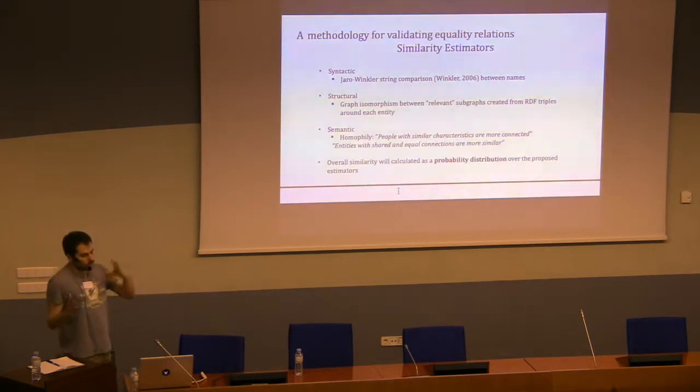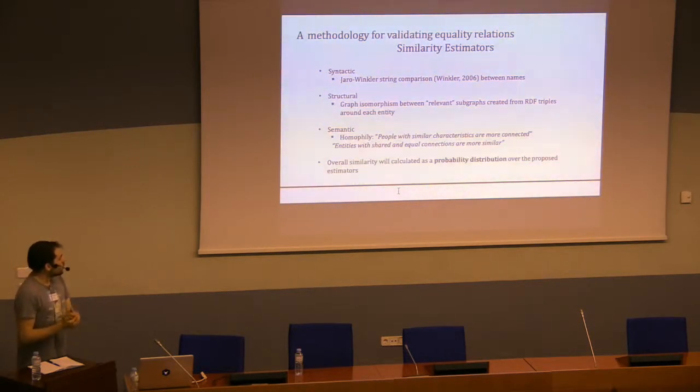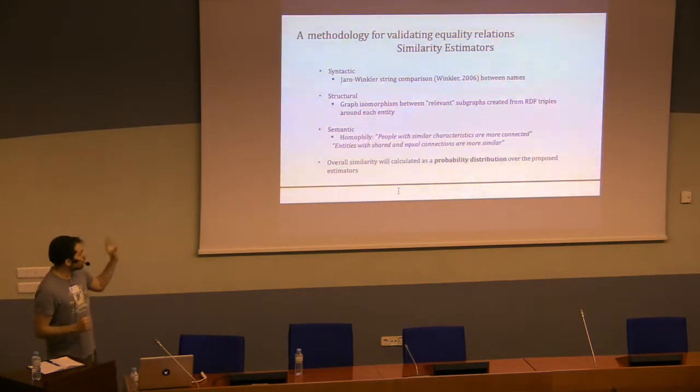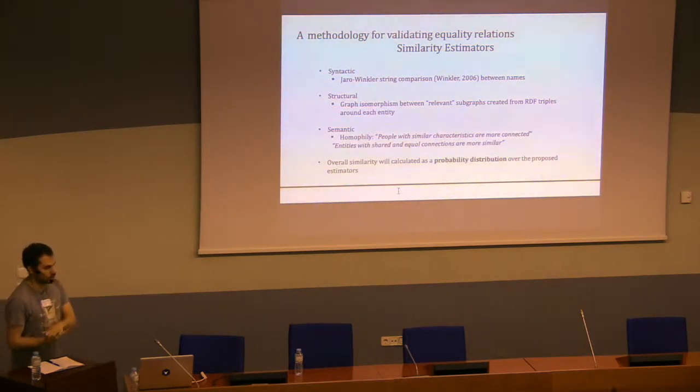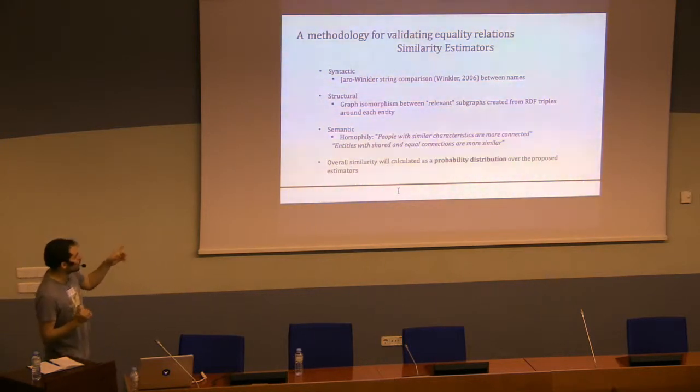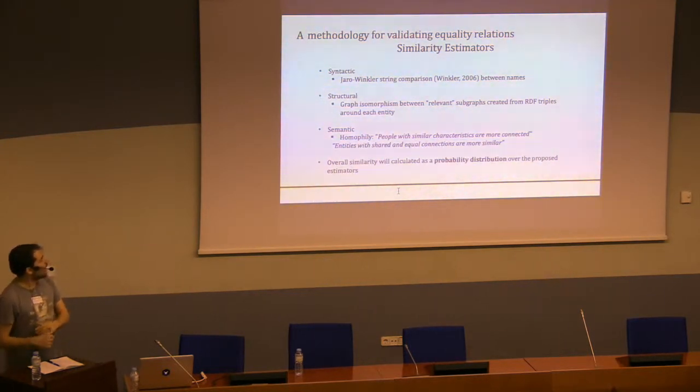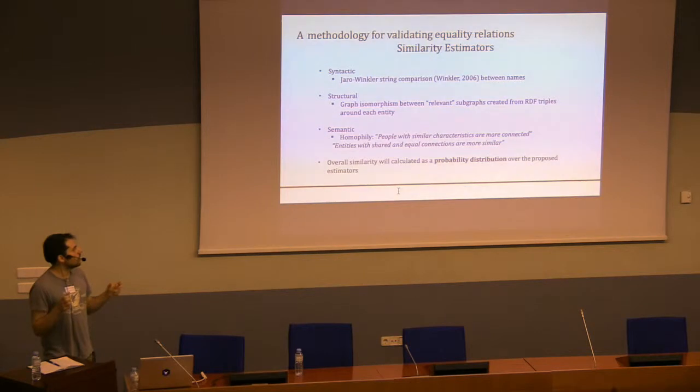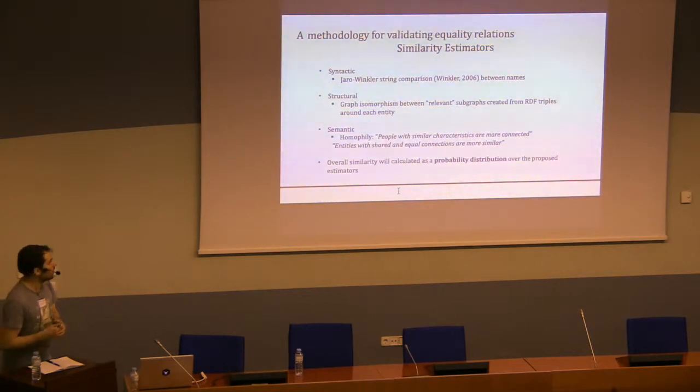So, what is the similarity estimators component about? What we propose is three naive implementations, at least for a first prototype. The first one is a syntactic estimator, which uses Jaro-Winkler string comparison. Now, Jaro-Winkler has many different versions, starting from 95, I think, but the 2006 one is the latest one. And we can use that string similarity estimator for names, for comparing strings.